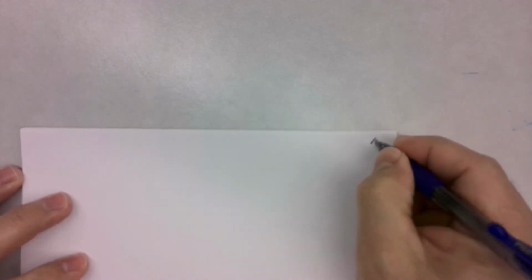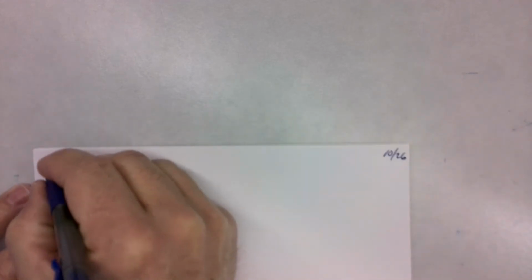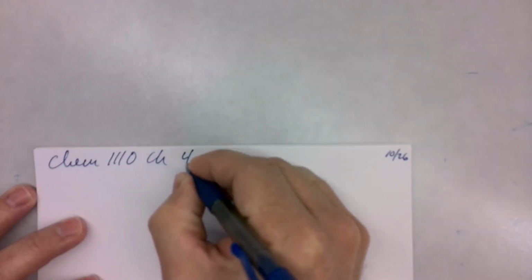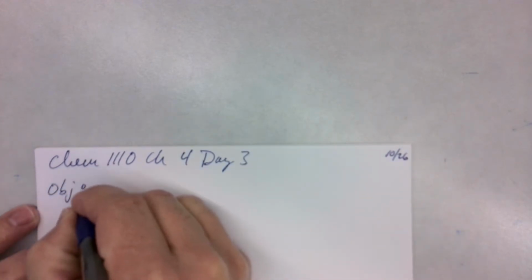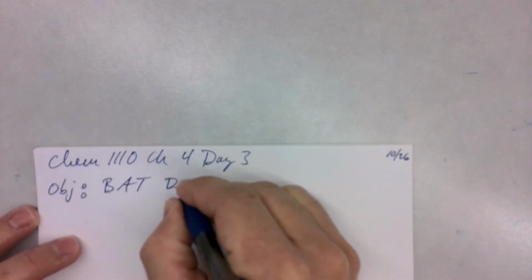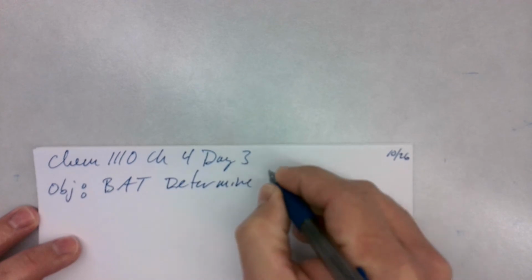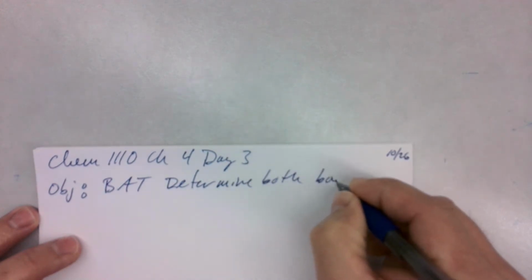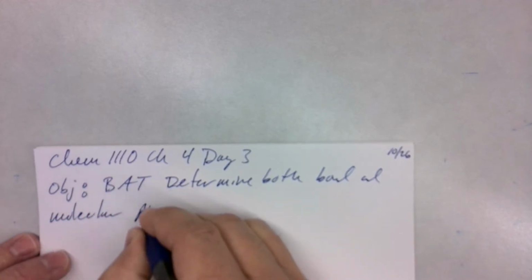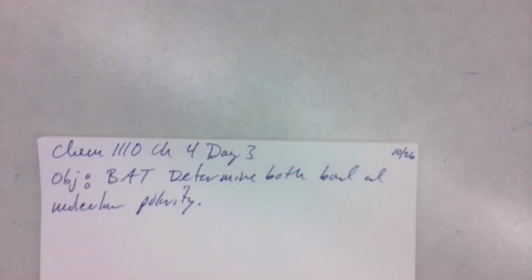All righty, so it is 10:26, and this is Chem 11:10, Chapter 4, Day 3. And our objective is going to be able to determine both bond and molecular polarity.